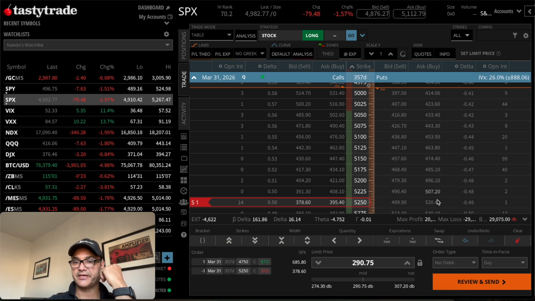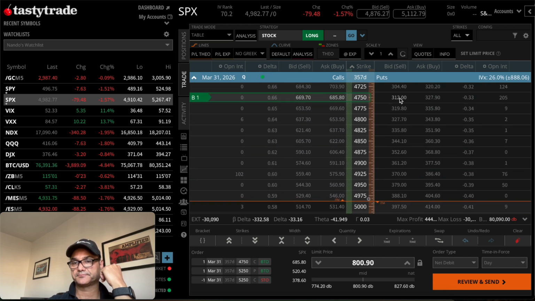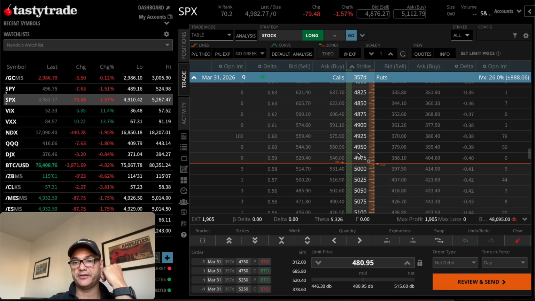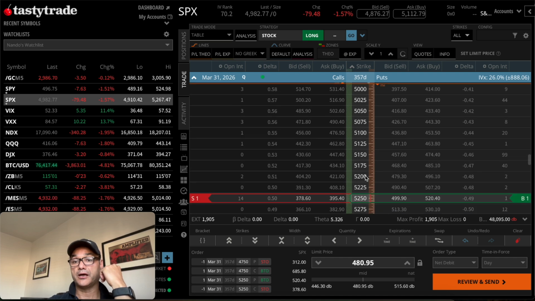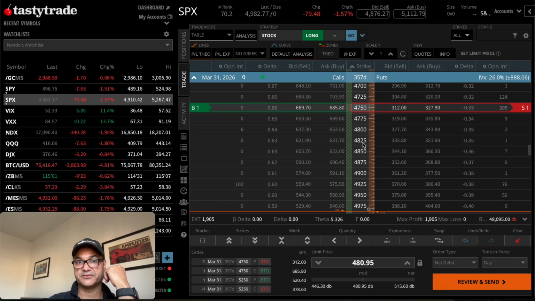Now let's do the put side. We're going to buy the 52.50 put, and we're going to sell the 47.50 put. And again, this is a box spread that's 500 wide. So at expiration, this spread is going to be worth $50,000.